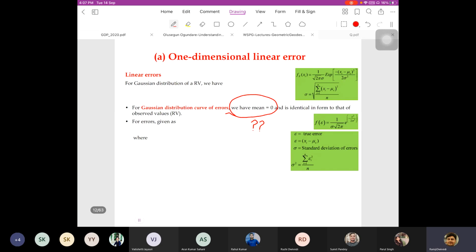Again, I am asking, for the Gaussian distribution curve of errors, we have mean equal to 0. Why?